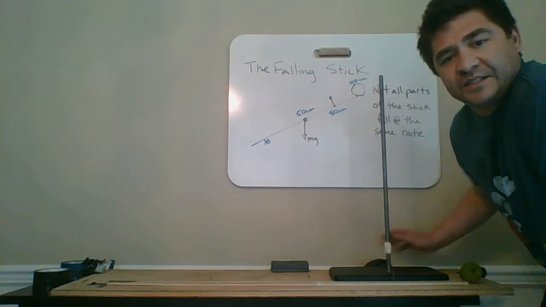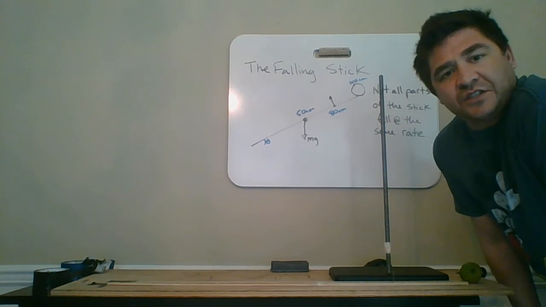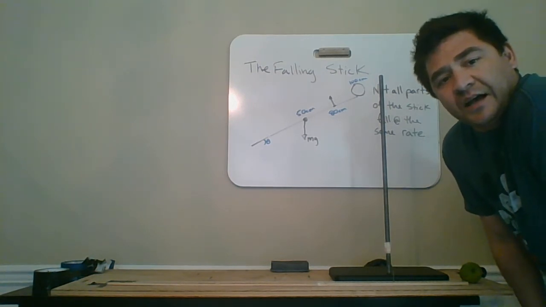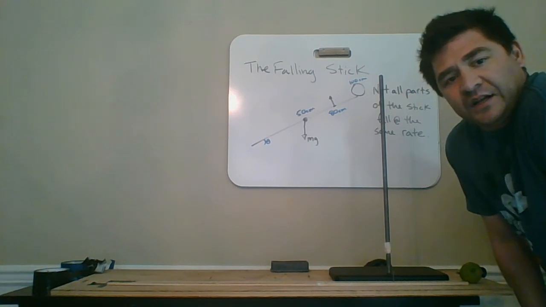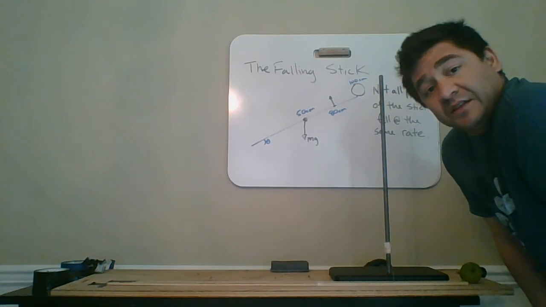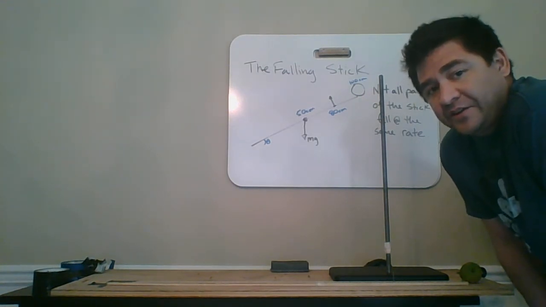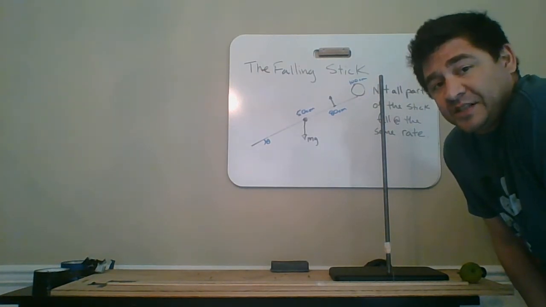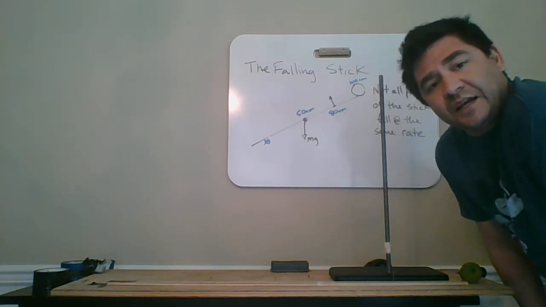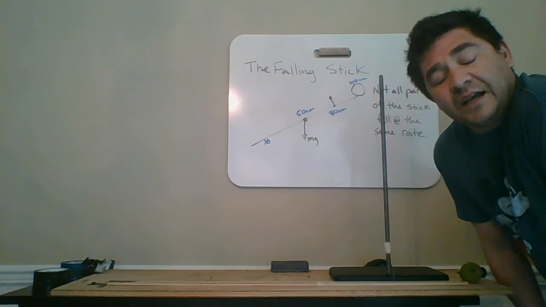All right, so this is a neat demo, the falling stick demo, using a stick, a nail, and a lime. It really helps show that not all parts of the stick are moving at the same rate. Every part of the stick has the same angular acceleration, but every part has a different tangential acceleration. This really shows conceptually how that's true.